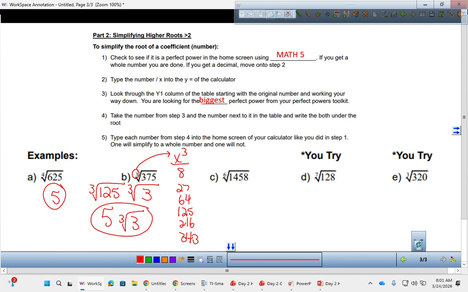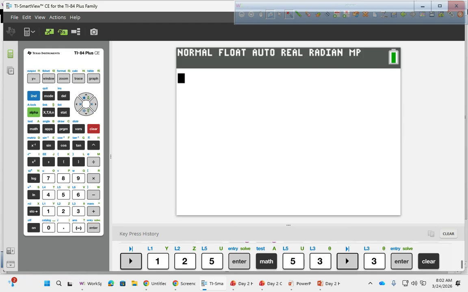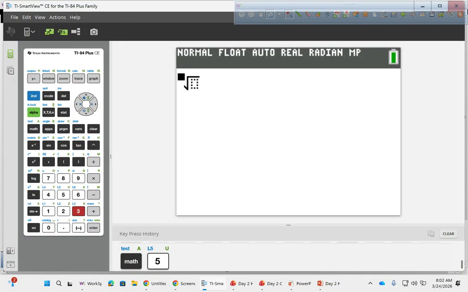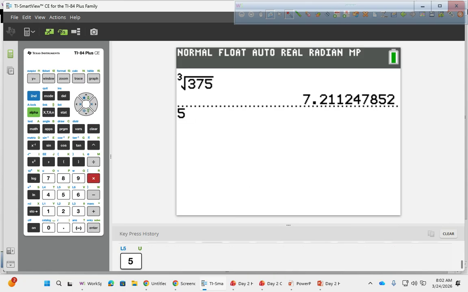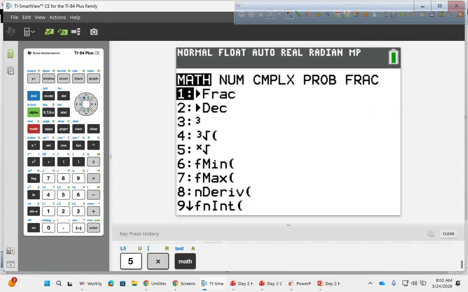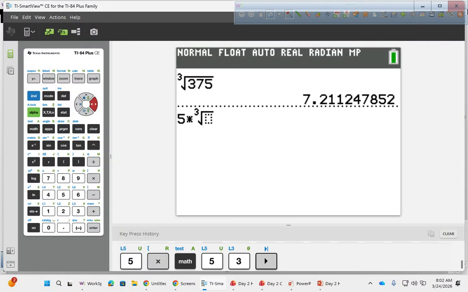I can check my answer just like I checked the other answers in the home screen of my calculator. Just got to make sure you're using a third root and not a square root. So math 5, the third root of 375. And I think that's the same as 5 times math 5, the third root of 3. I think you have to put a times or else it defaults that 5 into the box.